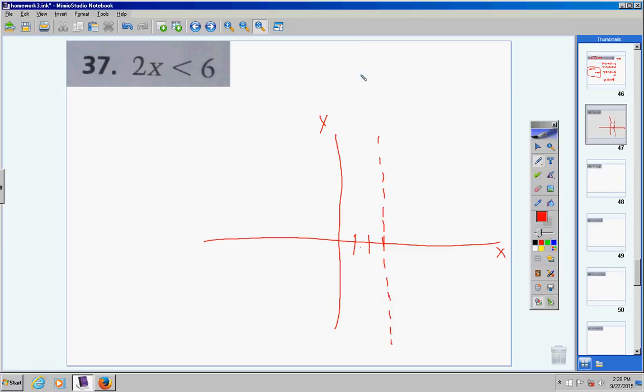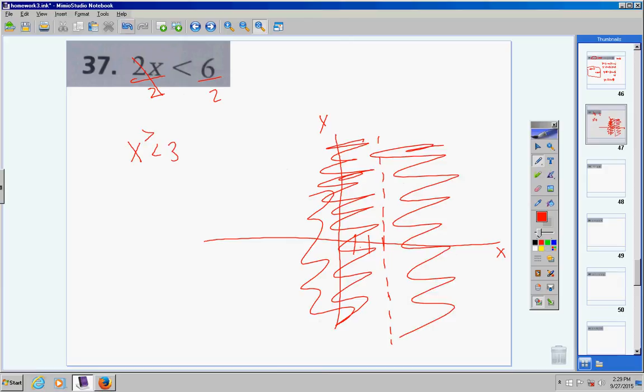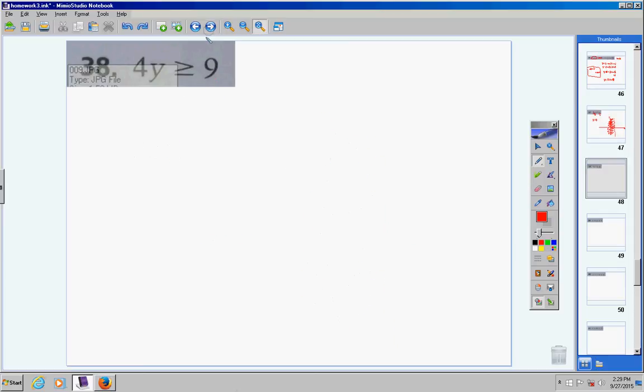Now, just like we got x by itself over here, go ahead and get x by itself over here. Why do we have to do that? We have to know where to shade. X is less than 3. Got it? So if x is less than 3, then we shade to the left over here. If it would have said x is greater than 3, then we would shade over here on the right side. But it doesn't say that. X is less than 3. So there we go, guys. That's simple. Alright, number 38. I wish they had given you one with a negative sign. That would have been good practice for you to remember to turn the arrow.